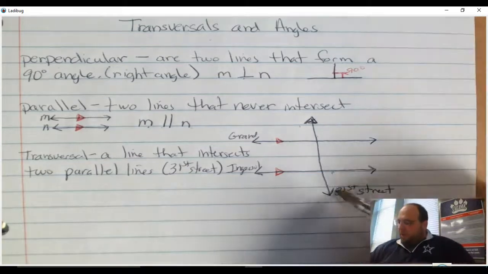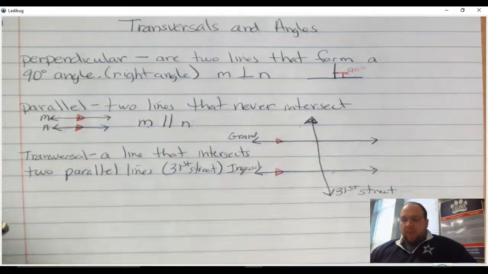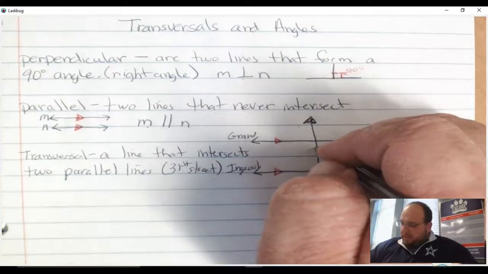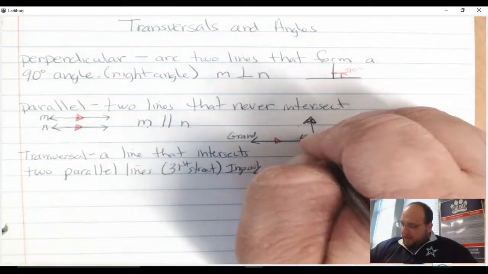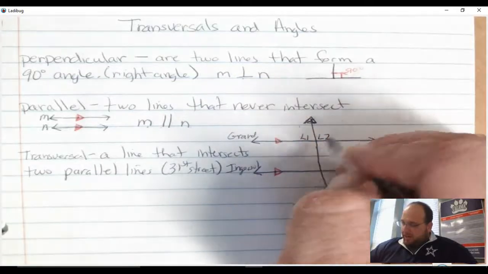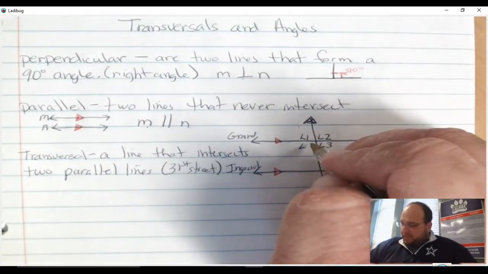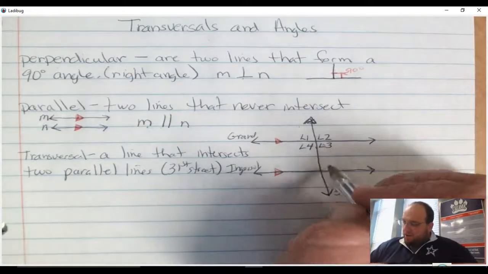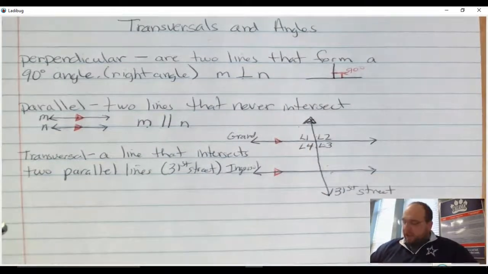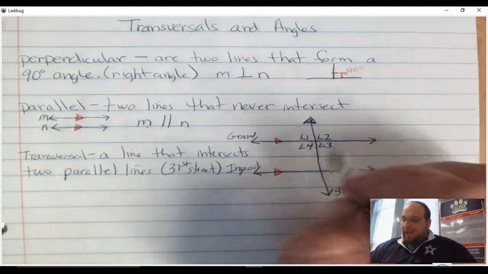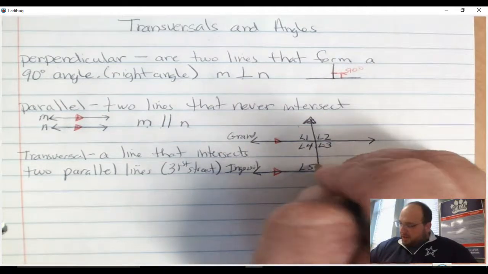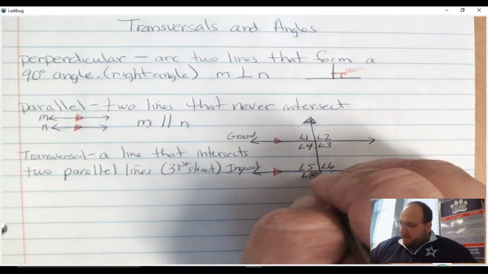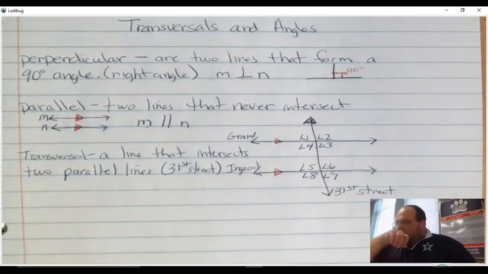Okay. When we have a line intersect two lines, 8 angles are then created. So, for example, right here, when this line intersects Grand, we end up with an angle here, an angle adjacent to that one, adjacent to the 2, and adjacent to 1 and 3. So we ended up with 4 angles that are created when 31st Street intersected Grand. We also have 4 other angles created when 31st Street intersected Ingersoll. We're going to label those 5, 6, 7, and 8.